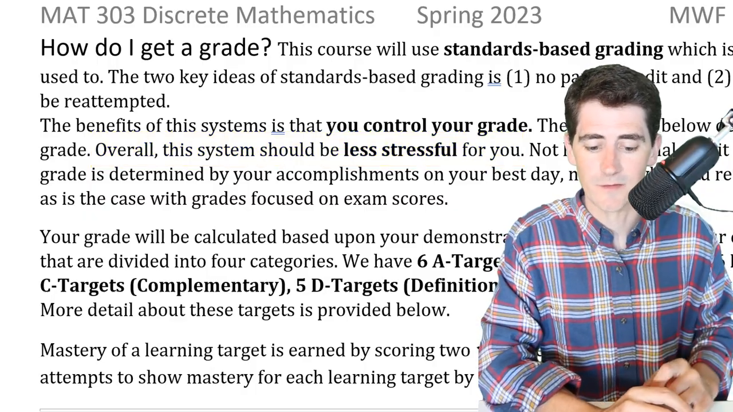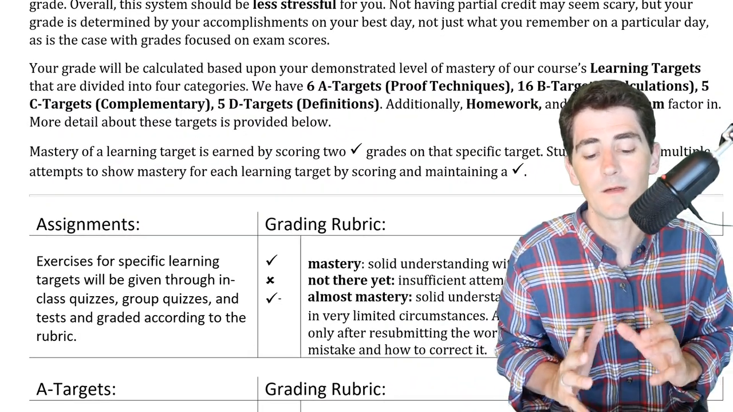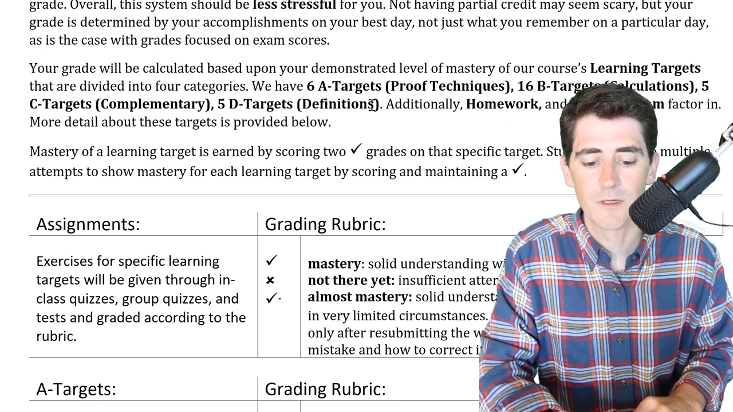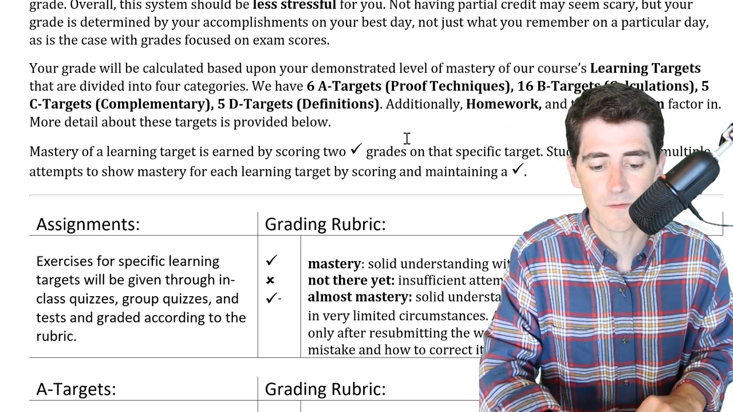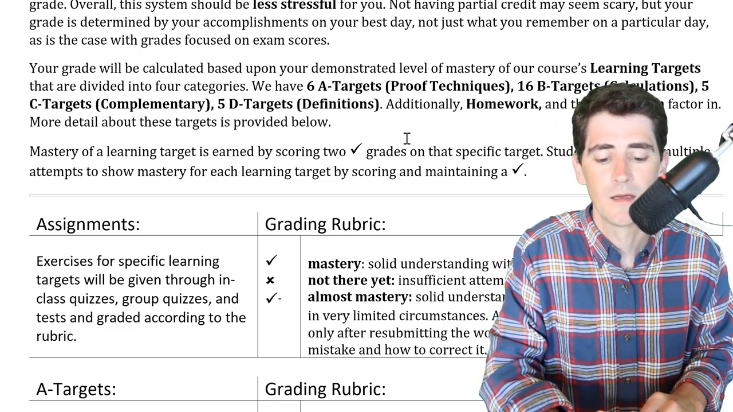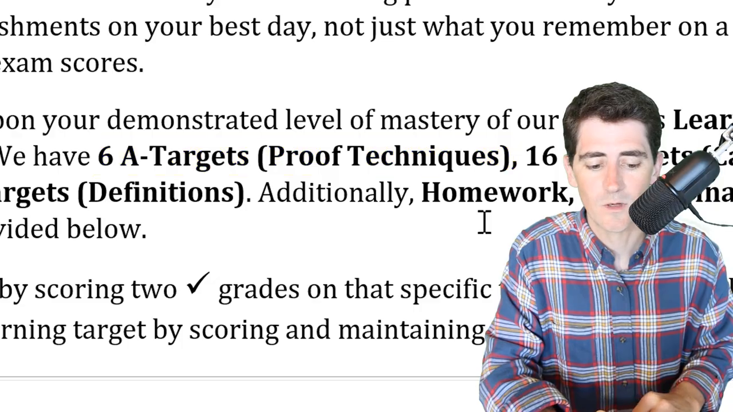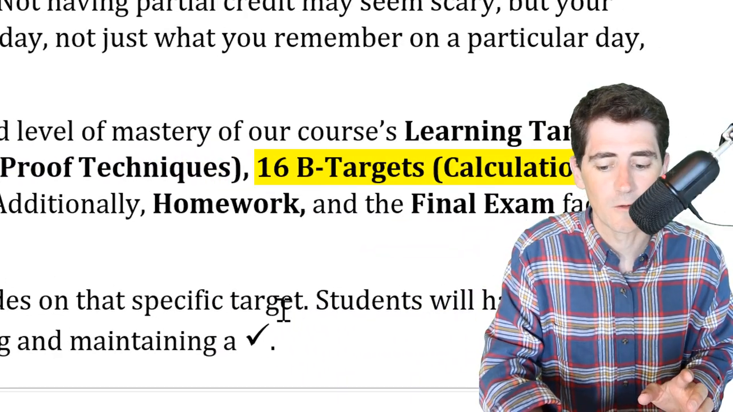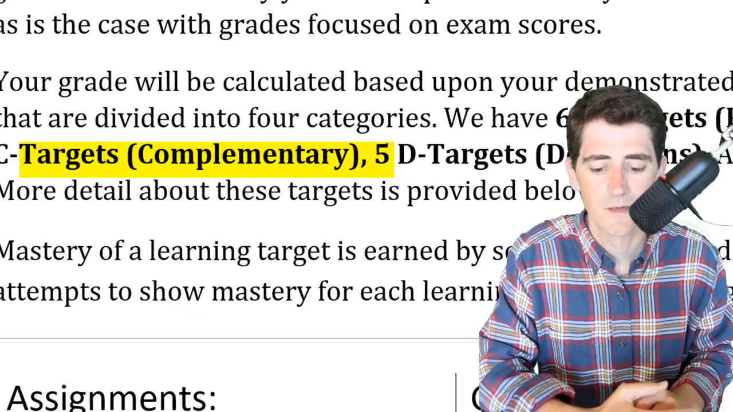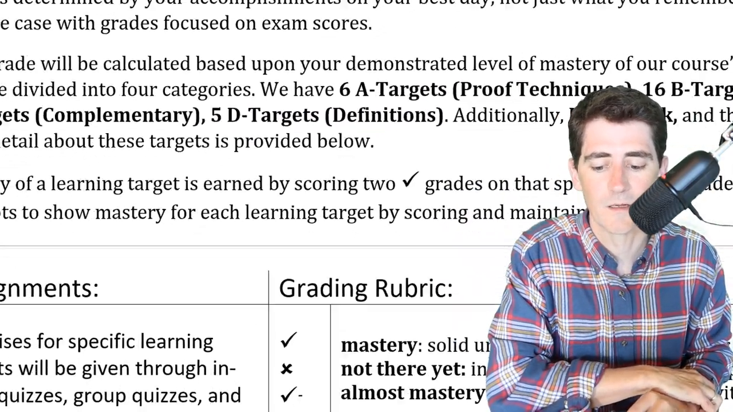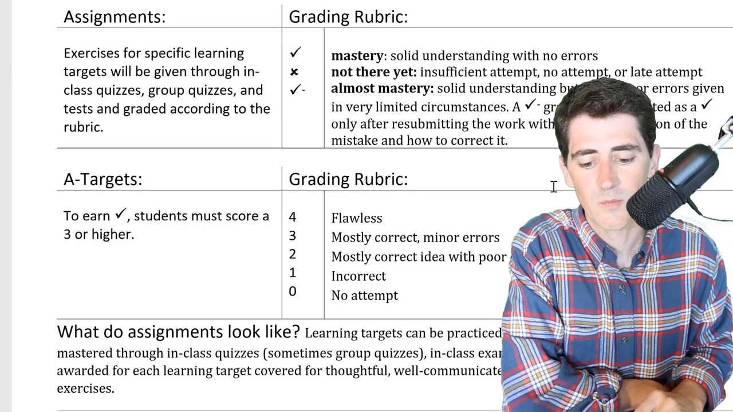In particular, I think what's very important here is to list, as you can see I have in bold, my learning targets and my grading categories. So for example, this is my discrete math course. So I have 6 A targets, which I say are proof techniques, and so on. My B targets are calculation, C targets are my complementary targets. I have 5 definitions targets, and then we talk about homework and the final exam. And I put in an example of a rubric.